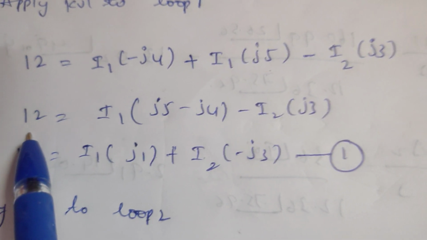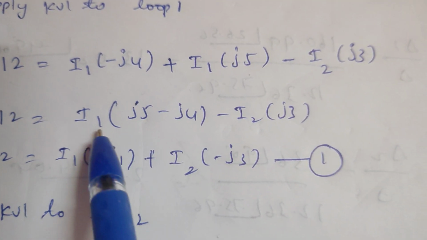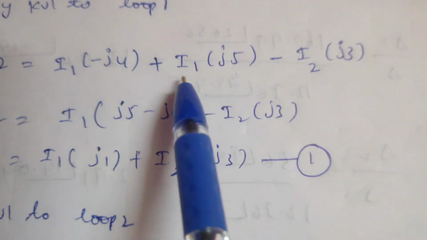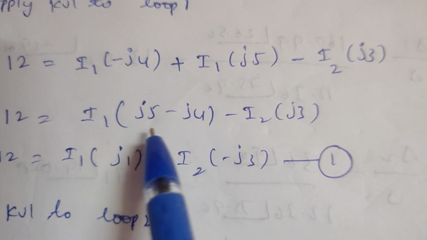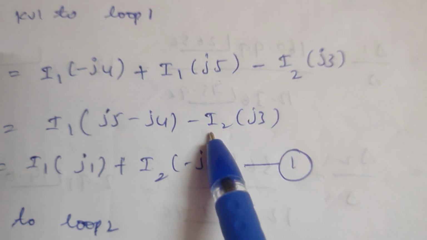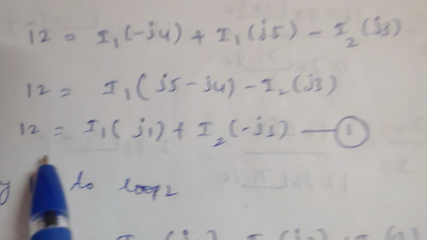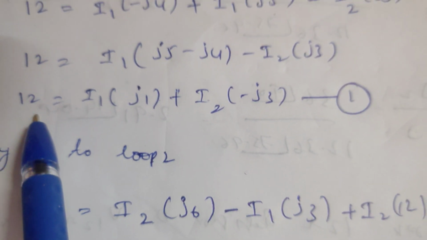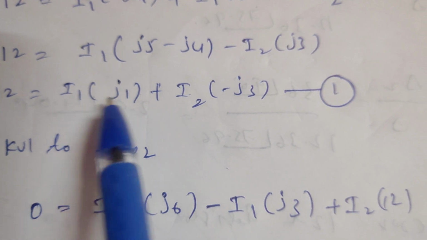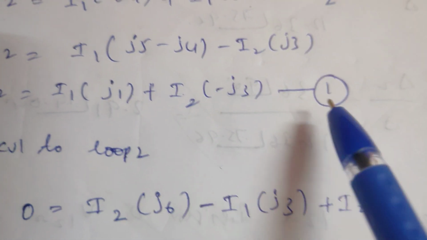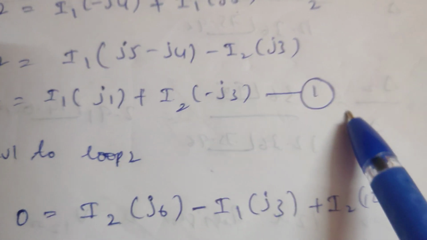So here this is 12. I am writing the common terms in one place. Here I1 is a common term. So we get I1 into J5 minus J4 and I2 into minus J3. By simplifying, we get the equation 12 is equal to I1 into J1 plus I2 into J3. Make it equation 1.